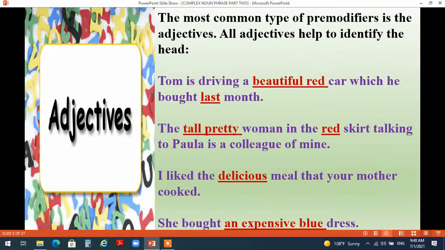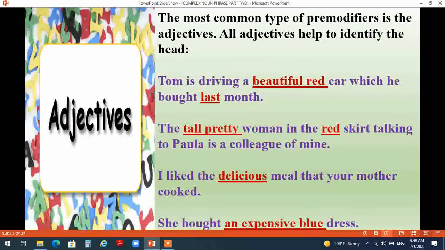The tall, pretty woman in the red skirt talking to Paula is a colleague of mine. Here again we have two noun phrases. The first noun phrase, the tall, pretty woman. Woman is the head word, which has been pre-modified by using two adjectives, tall plus pretty.